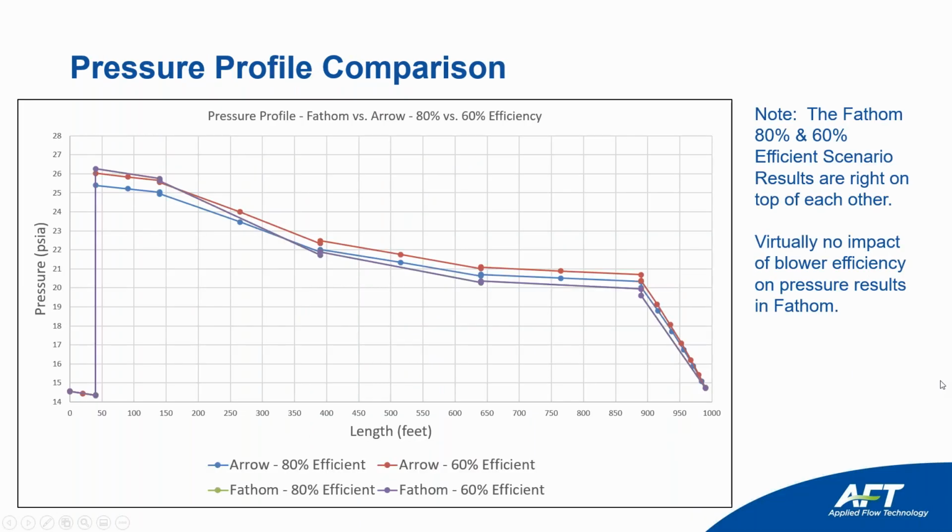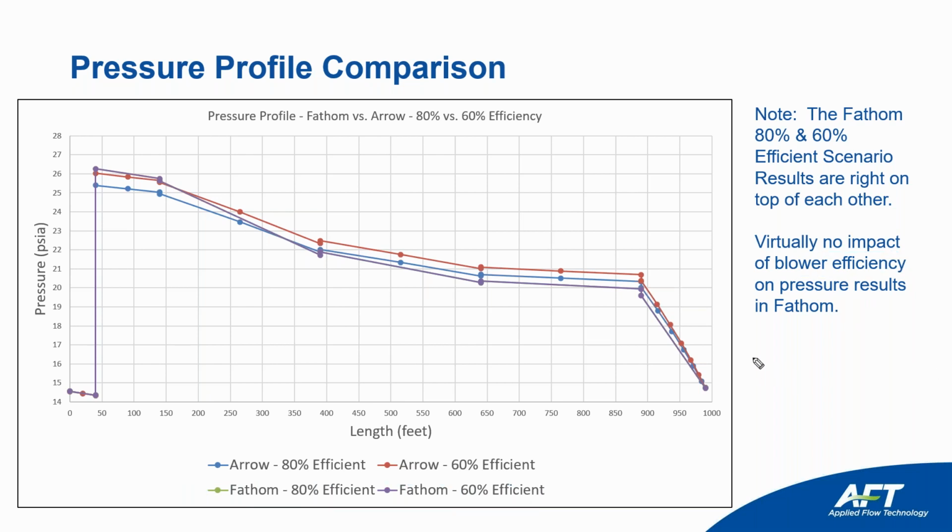So here's the pressure profile comparison. One thing that I want to mention is that you can only see 3 lines, even though 4 of them are plotted. It just so happens that the pressure profile for the Fathom results, 80% versus 60% efficiency on the blower, are exactly the same. So the blower efficiency has no impact on your pressure results in Fathom.